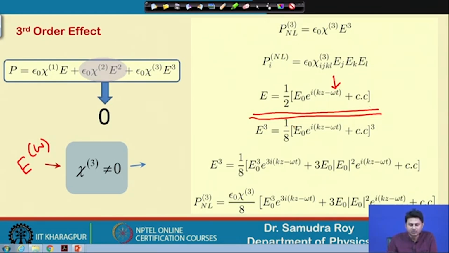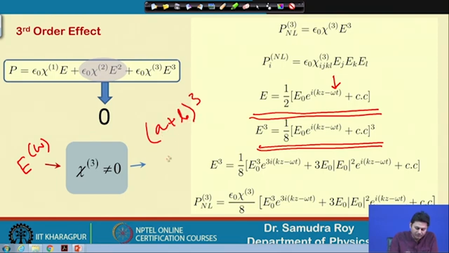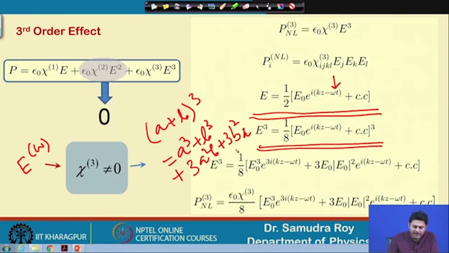When I cube this quantity, we will have 1 by 8 times (E 0 e to the power i(kz minus omega t) plus complex conjugate) whole cube. Then we can expand this like (a plus b) whole cube. So, I will have an a cube term, a b cube term, and the 3 a square b plus 3 b square a terms. This kind of terms will be there.